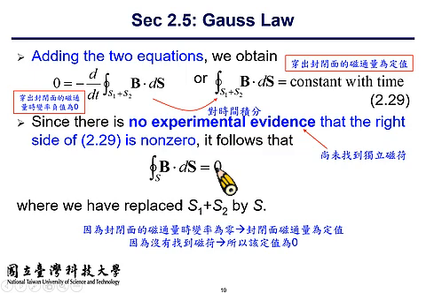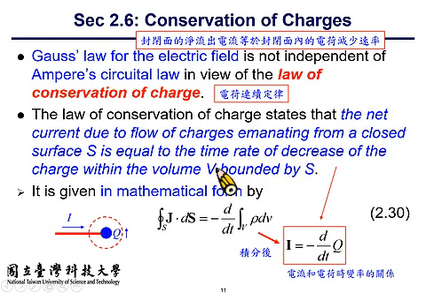So this concludes section 2.5. Let me take a few minutes to discuss a little bit about section 2.6. This is referred to as conservation of charge, and this is the so-called fifth Maxwell equation from my own perspective. The conservation of charge is used for the integral form.